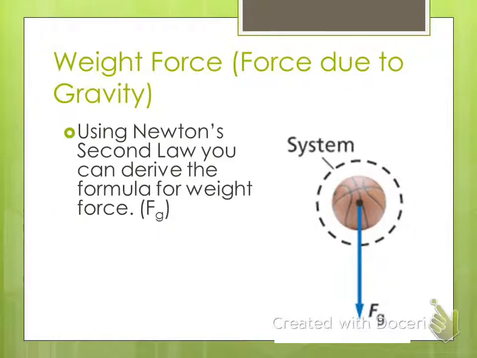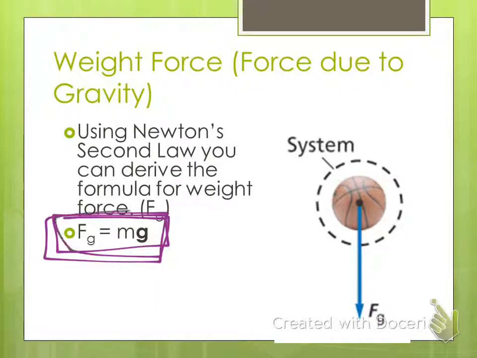Okay? And if we use Newton's second law, we can derive it to make F sub g equal to mass times gravity. So here's our equation now for F sub g. This is one that you will use a lot. Okay, so put a star by that one or circle it or something, but mass times gravity, mass times 9.8 gives you an object's weight.